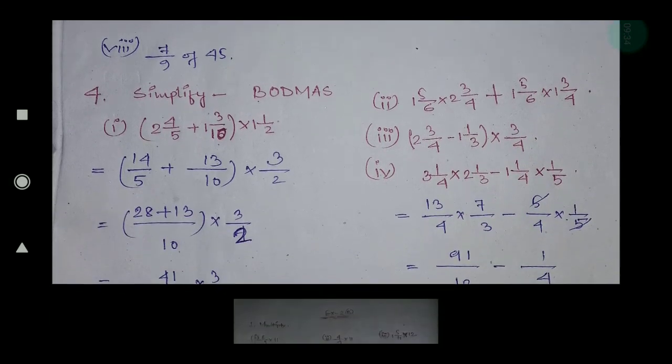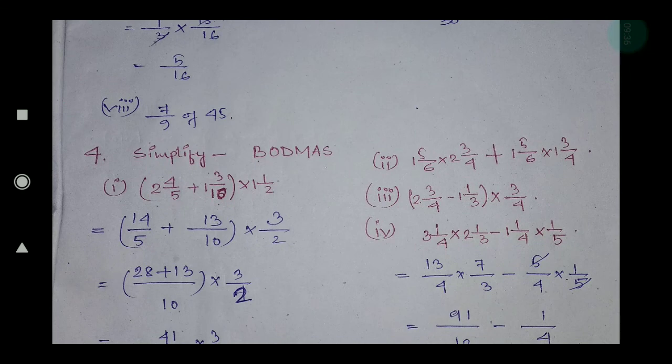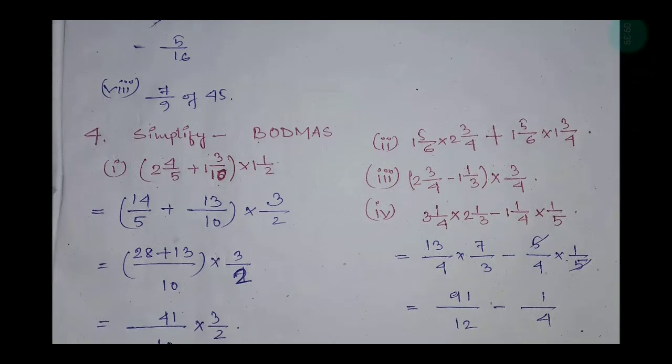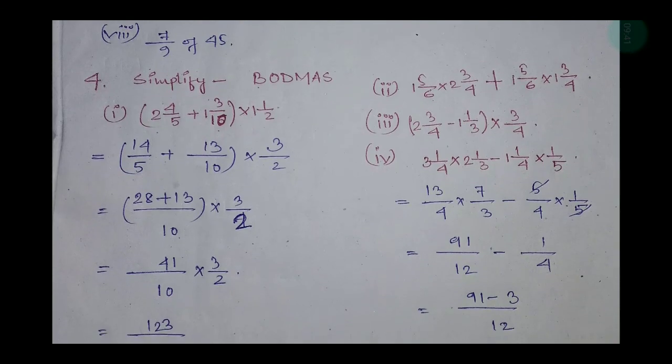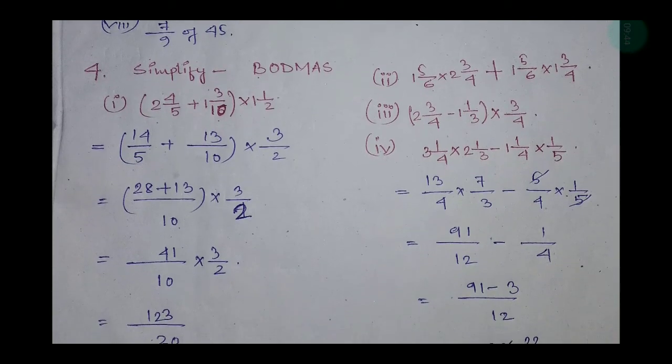Now see question 4, simplify using what? Using the Bodmas rule you have to simplify. See, here simplify is given. Whenever you get numerical problems where multiplication, division, addition all together are given, that means several mathematical operations like addition, subtraction, division, multiplication are given, at that time you have to apply this Bodmas rule. Bodmas rule means the priority. First you give priority to bracket, then of, then division, then multiplication, then addition, then subtraction.